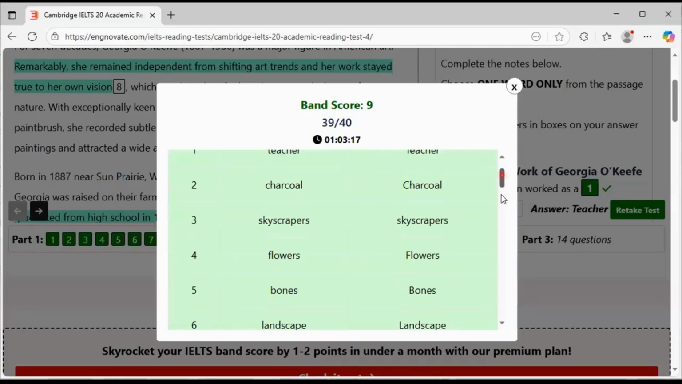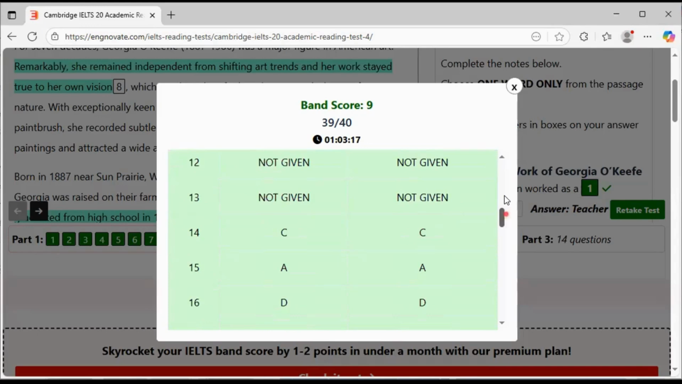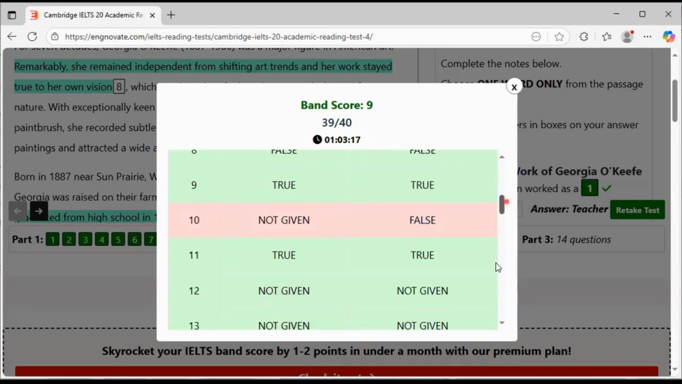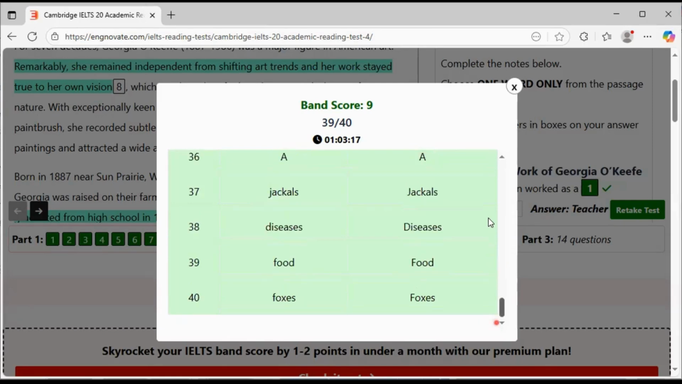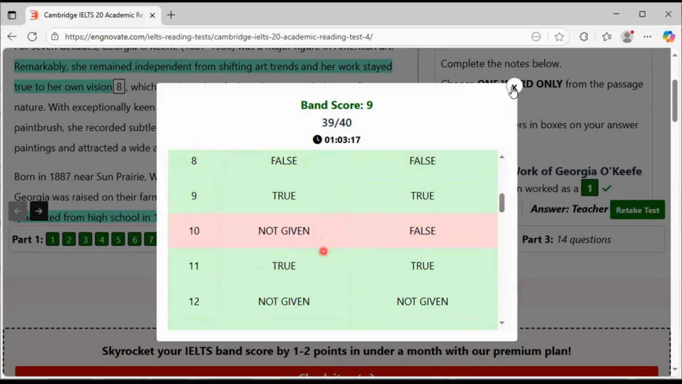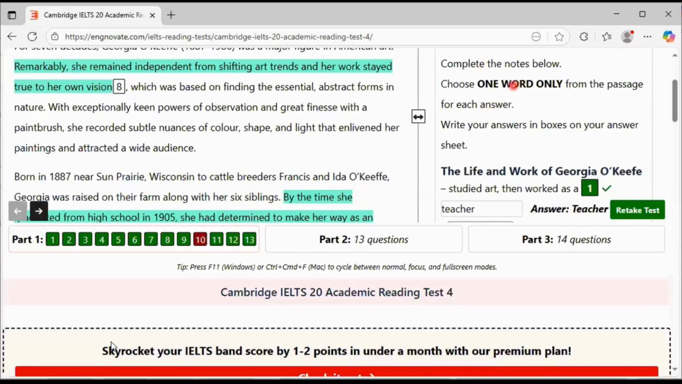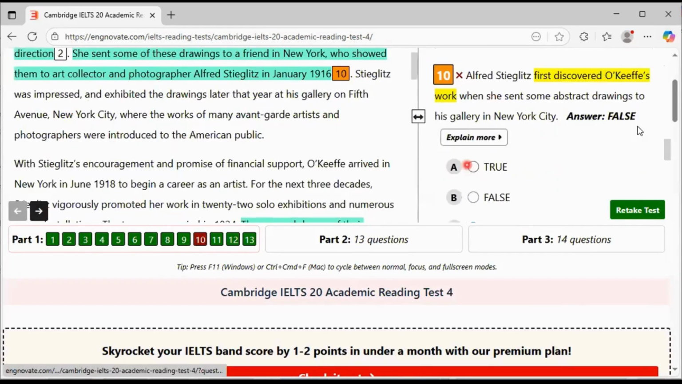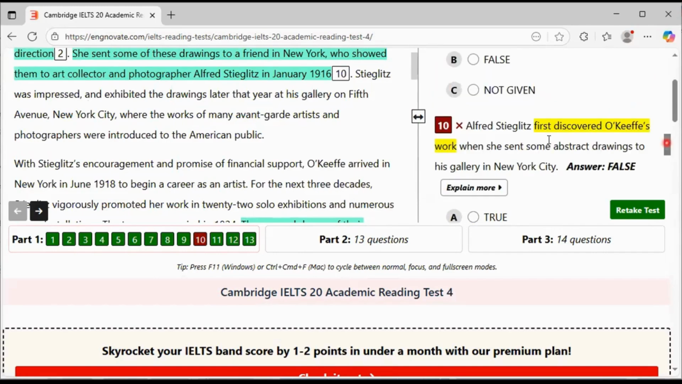39 out of 40. Which one is wrong? Oh, number 10. All my answers are correct except for number 10. Interesting. Wow, let me go and check that number 10. Number 10, where is it? Number 10, this one. Look at it here. Alfred Stieglitz first discovered O'Keeffe's work. They said the answer is false. So I'm going to click on explain more.